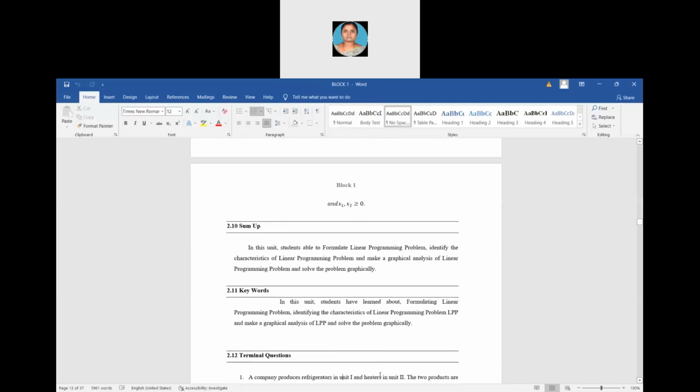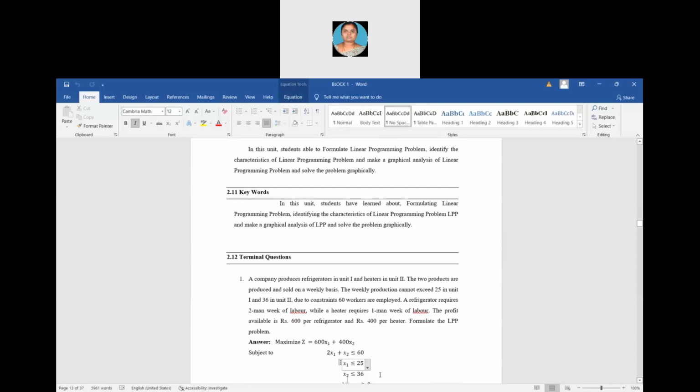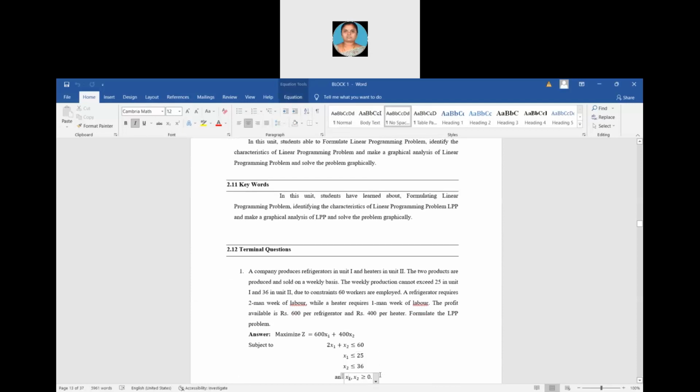And now we will be seeing some terminal questions, with the help of the questions we have solved. We can see some other questions also here. What is it? A company produces refrigerators in unit 1 and heaters in unit 2. So the company is producing refrigerators, and the same company is producing heaters also. One is done in unit 1, another one is done in unit 2.